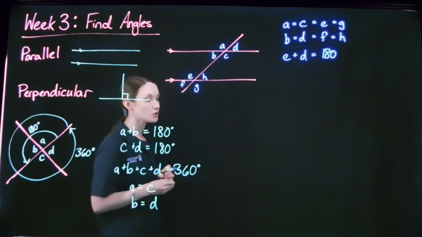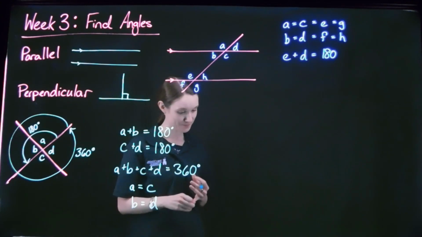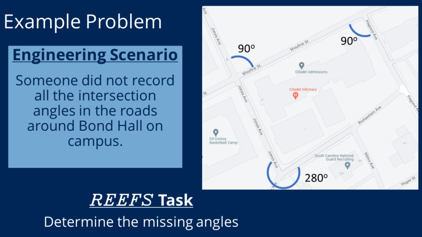Now, our example that we're going to do today is actually using something from our campus. So as you can see, around Bond Hall, the administrative building on campus, we have 4 streets that intersect. We have Jones that runs through 2 intersections. We have Moultrie going across the front of the building. Also connecting with Jones, we have Richardson. And on the far side, we have Haygood.